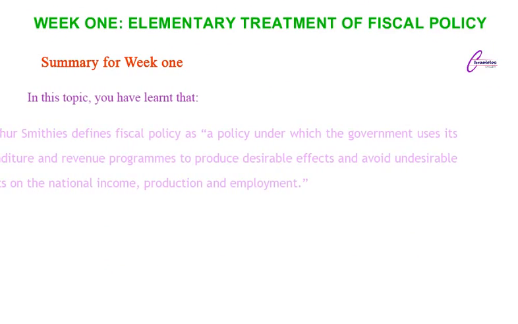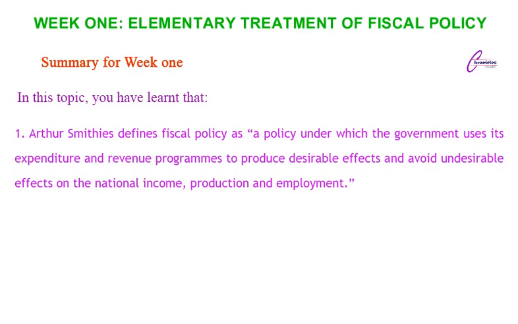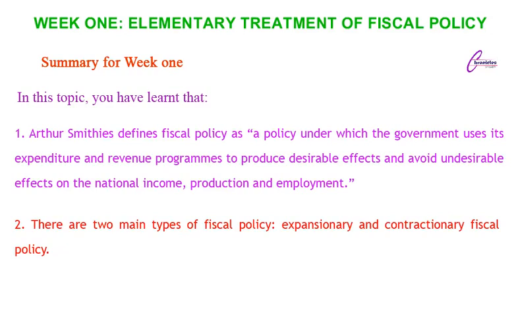Summary for Week 1. In this topic, you have learned that 1. Arthur Smithies defines fiscal policy as a policy under which the government uses its expenditure and revenue programs to produce desirable effects and avoid undesirable effects on the national income, production, and employment. 2. There are two main types of fiscal policy: expansionary and contractionary fiscal policy.